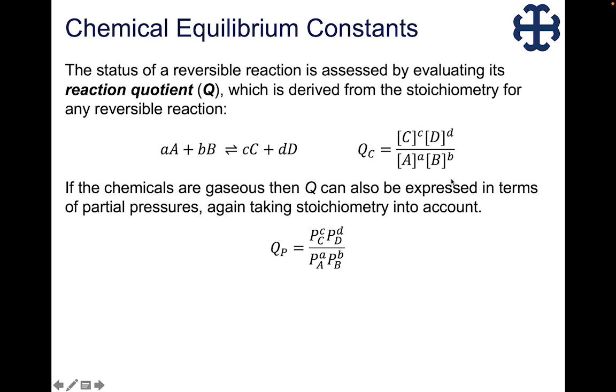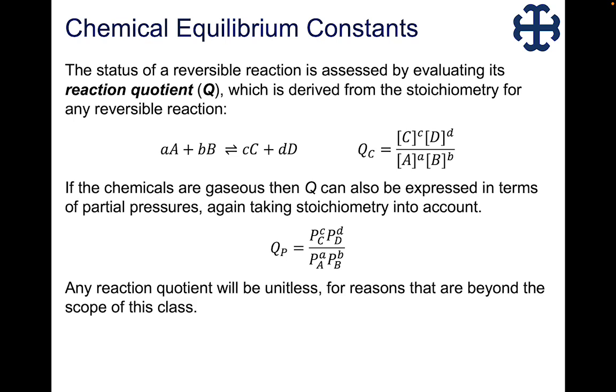Okay? We can also express this, so these brackets, I should say, are shorthand for concentration. We can also express equilibrium in terms of partial pressures, again, taking stoichiometry into account. One thing with the partial pressures, you want to make sure you are in atmospheres, ATM, in order to calculate Q. Okay?